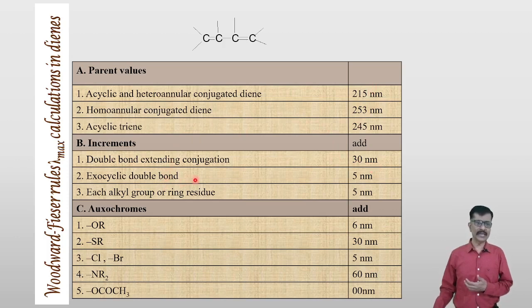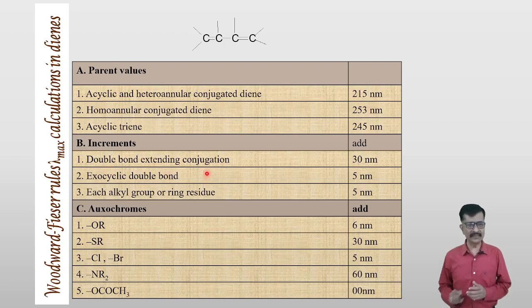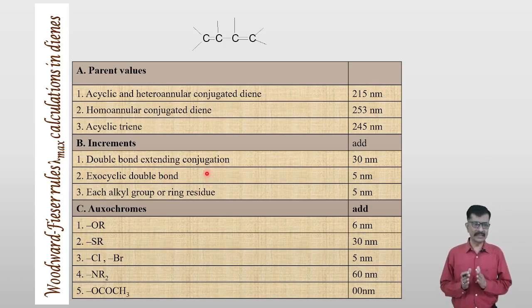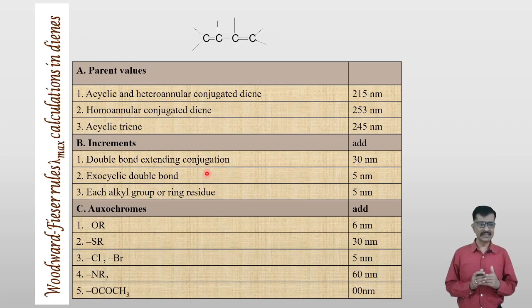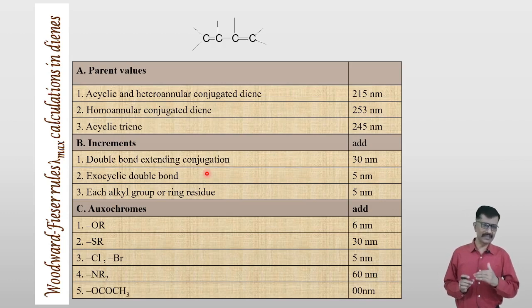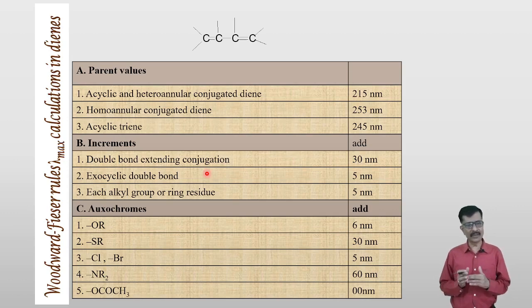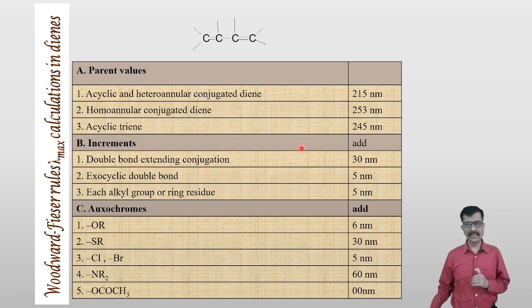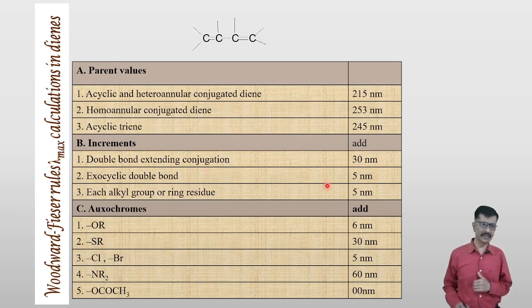Then exocyclic double bond. Here exocyclic double bond means a double bond shared between two carbons, out of which one carbon is a part of a ring and the second carbon is not part of the same ring. If this is a structure where a double bond in which one carbon is a part of one ring system, but the other carbon sharing the same double bond is not part of the same ring system, in that case we need to add 5 nanometers to the parent value.